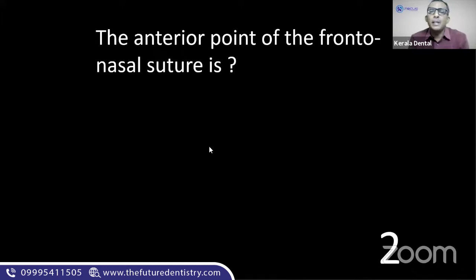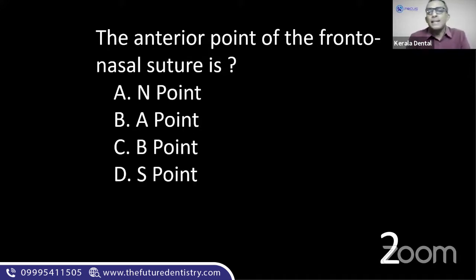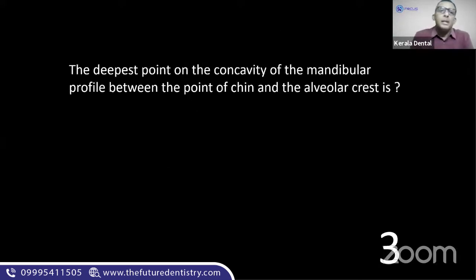Question number 2. Anterior point of the frontonasal suture. Actually, it's the same question asked in multiple ways. End of the day, it's the same thing. A point? No, it cannot be A point. B point? No, it cannot be a B point. It cannot be S point, that's sella. So the answer is N point, nasion, what we just covered in the previous question.